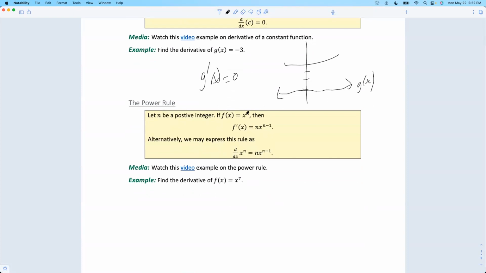Okay, moving up a level. If you have a function that's just x raised to some power, then the derivative with respect to x is that power times x to the power minus 1. So you bring down the power and then decrease the power by 1. So for example, if f of x is x to the 7th, then f prime of x would be 7x to the 6th. The 7 comes down front and then the power goes down by 1.